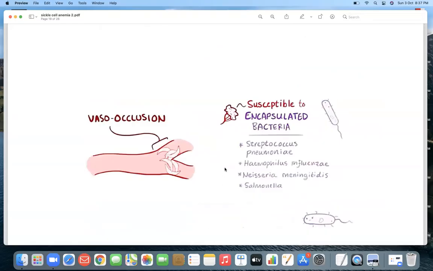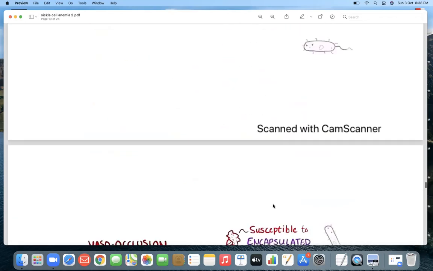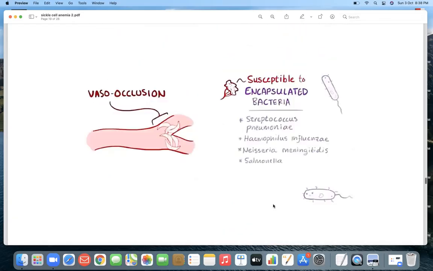Okay, and also because of the small spleen, they will have susceptibility to encapsulated bacteria, Streptococcus pneumoniae, Haemophilus influenzae, Neisseria meningitidis. But is Salmonella also encapsulated? I don't think so, right? Streptococcus pneumoniae, Haemophilus, and staph. But they are also more prone to salmonella. These are gram negative. Neisseria and salmonella, they are gram negative.